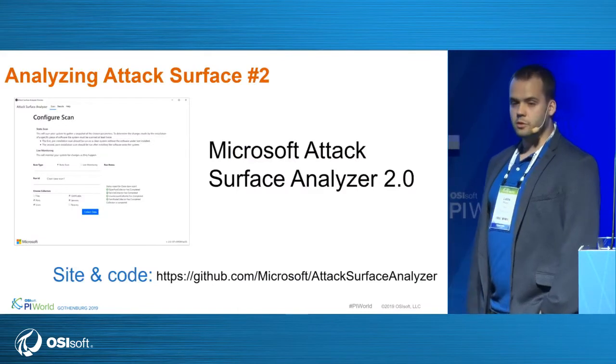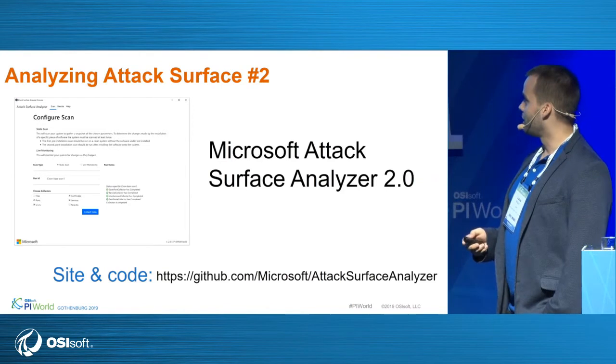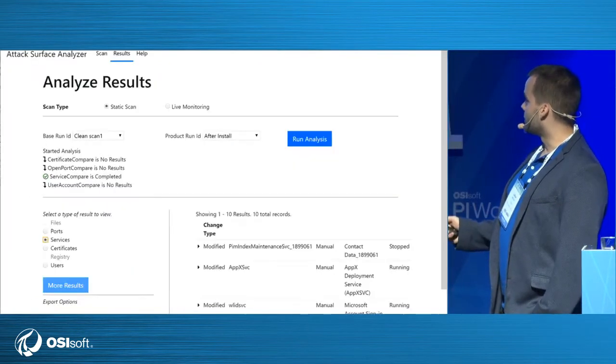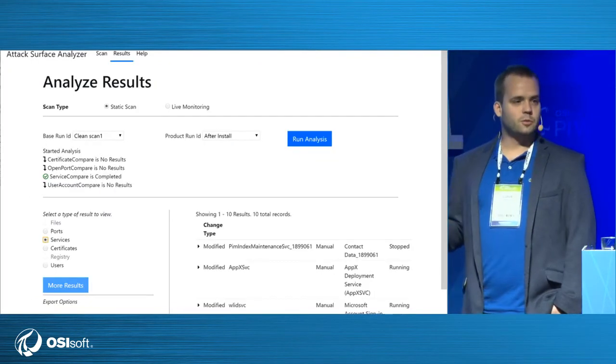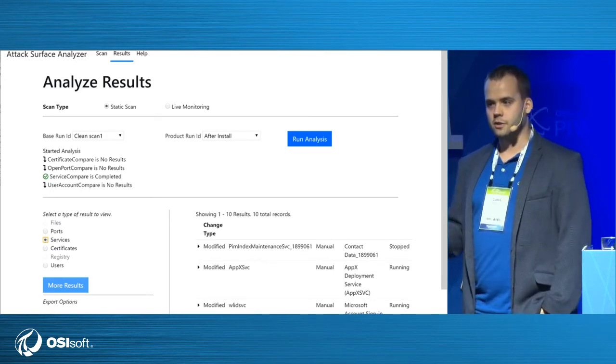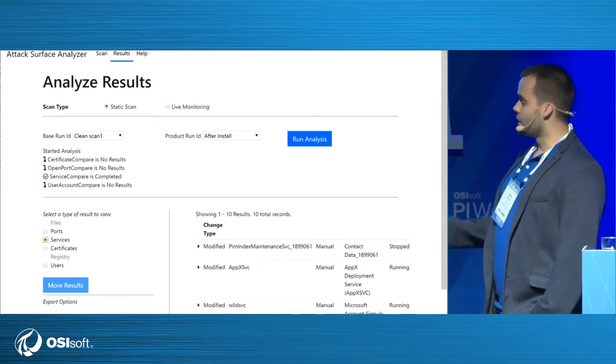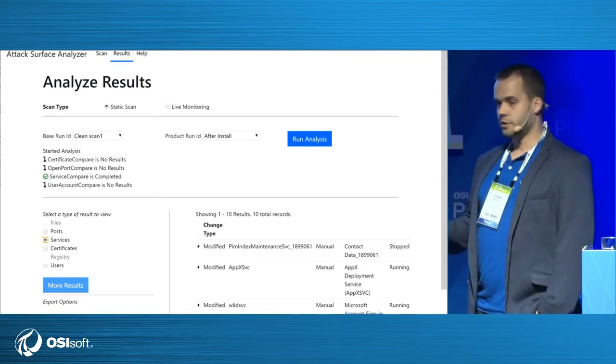The second tool I wanted to highlight is actually from Microsoft. And again, it's open source, available on GitHub. And the way this one works is that it takes a snapshot of your operating system. It looks at things like registry, files, certificates, user groups, and then saves it into a file. This is your baseline file.